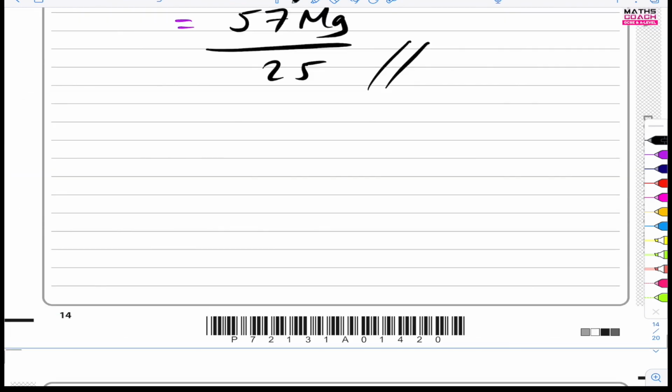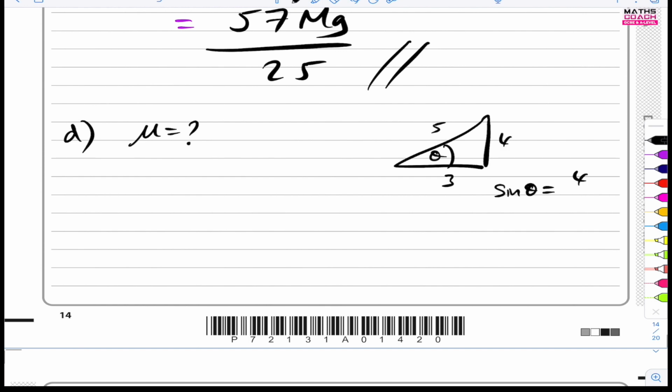So if we start here for part D, we are trying to find what mu is. Now, the triangle that we were given for cos, we're going to need that. So cos is 3 over 5. Using Pythagorean triples, the other side is going to be 4. So therefore, sine theta is going to be 4 over 5.